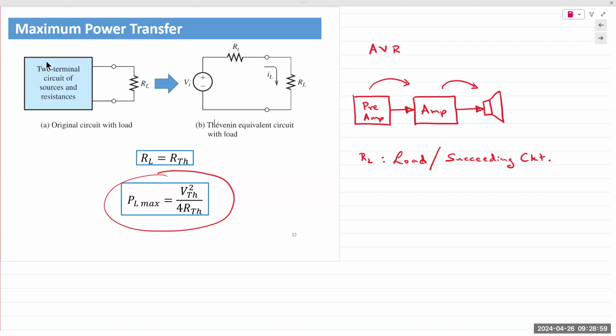Does anyone have any questions about maximum power? Yes.